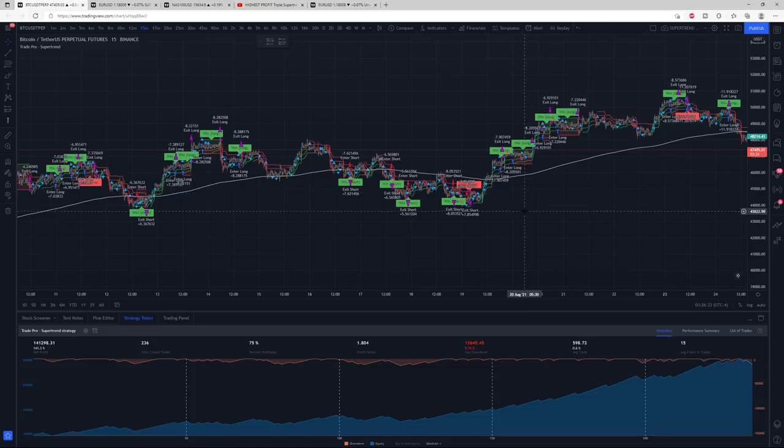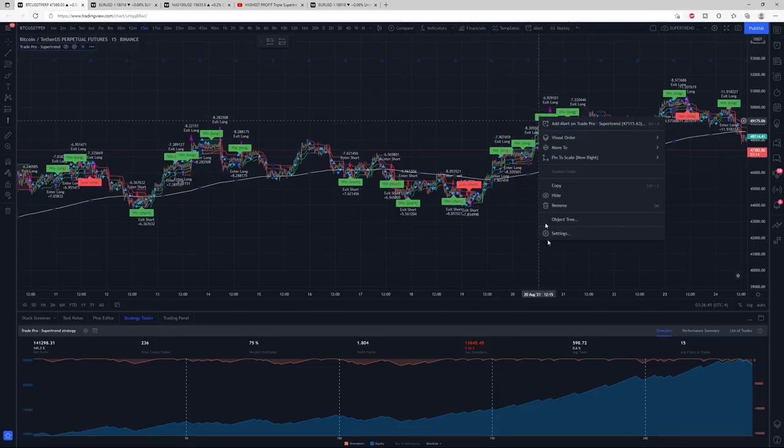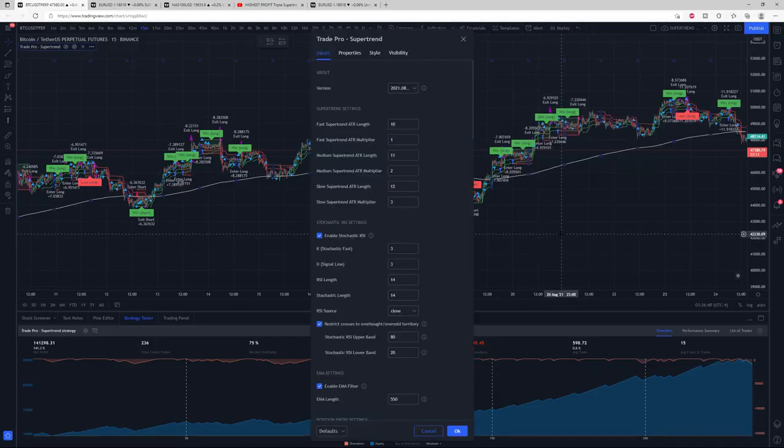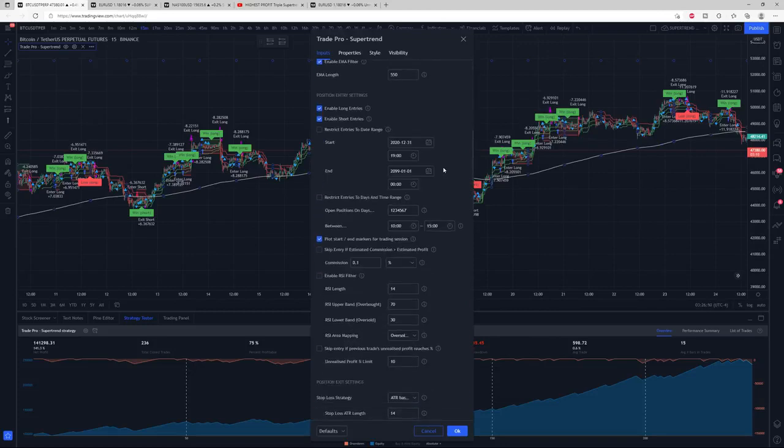As with any script, you do need to change the settings a bit and play around with the settings to get the best results for each individual time frame and market. But that's why we have so many different customizable features with it. So let's get into the settings here and break down each of these one by one.